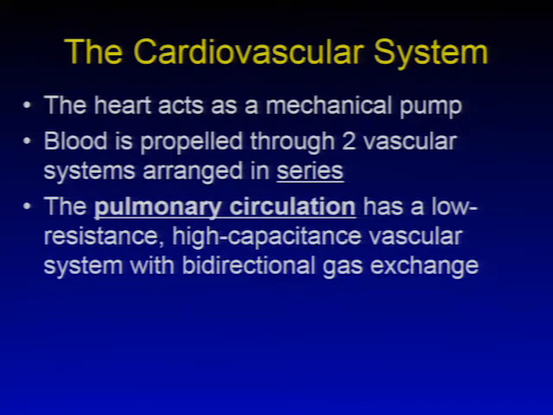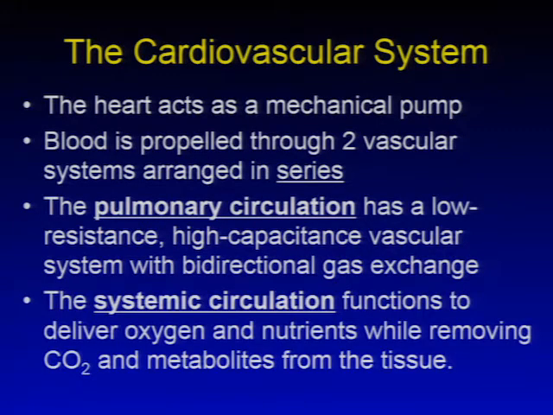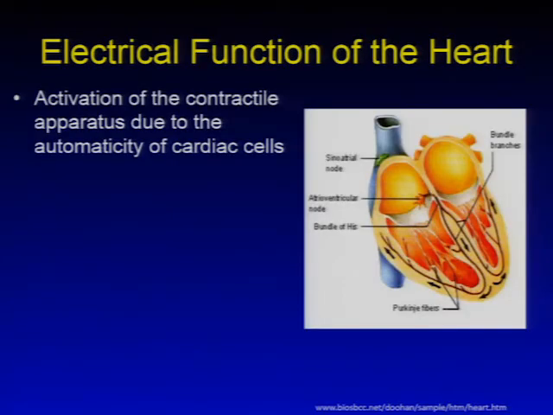This is dependent on the right ventricle or the right heart. It has a low resistance, high capacitance vascular tree with bidirectional gas flow, whereas the systemic circulation, which we more traditionally think of as the left heart, functions to deliver oxygen and nutrients to the body while removing carbon dioxide and metabolites. Whenever we talk about the heart, we have to think about each cardiac cycle as a discrete event.